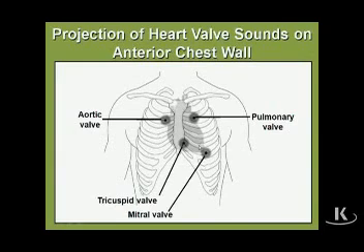For the 2 outflow valves, the S2s that are generated by the outflow valves, we know that the aortic valve is going to be between the left ventricle and the ascending aorta.